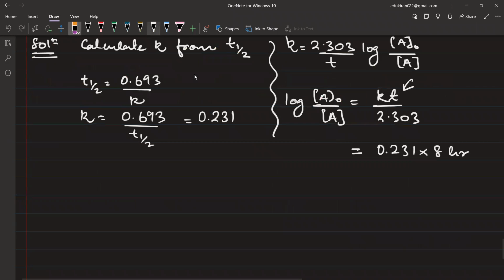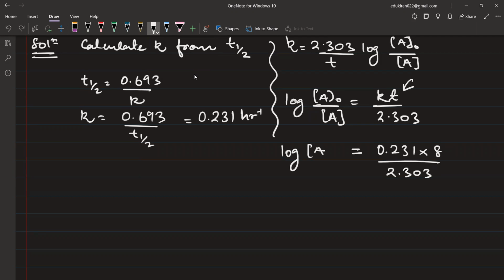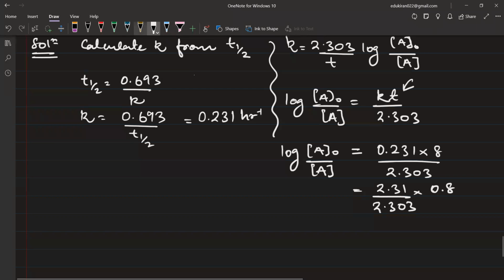तो ये this is 0.231 hour inverse. This is hour, तो hour will get cancelled and upon 2.303. अच्छा, ठीक है. ये तो सही आ रहा है, ये सही आ रहा है आपका. Log A naught by A ना. तो आपने मतलब ऐसे क्या होगा, right? 2.31 upon 2.303 into 0.8, correct. एंड इन दोनों को कैंसिल कर दिया आपने approximately. This will be equal to 0.8.